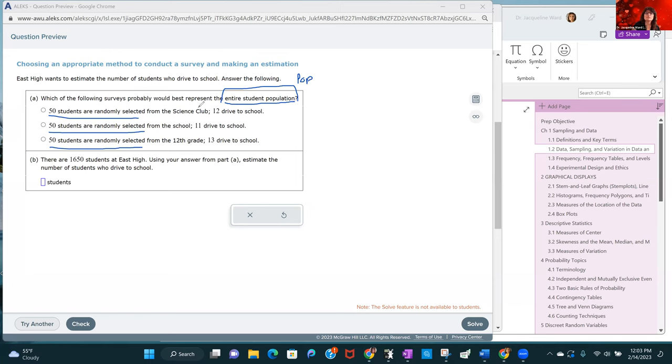So we don't want to just pick from the science club. We don't want to just pick from the seniors, right? We want to pick from the entire school. Does that make sense? If you pick from the 12th grade, you're going to probably get more people driving, right? They're older.